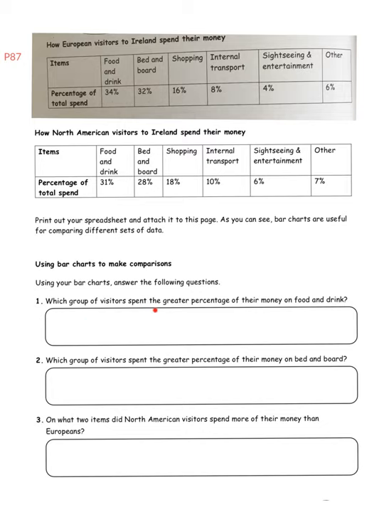First of all, which group of visitors spent the greater percentage of their money on food and drink? Let's compare that. So, food and drink, Europeans spent 34, and from America, 31. So, which group spent the greater percentage? Okay, basically these ones. Now, the second question is, which group spent the greater percentage of their money on bed and board? Bed and board, 32, bed and board, 28. So exactly the same answer. I'm going to just mark it E.